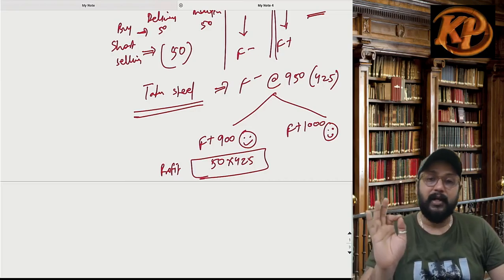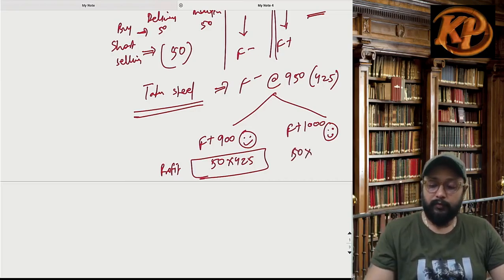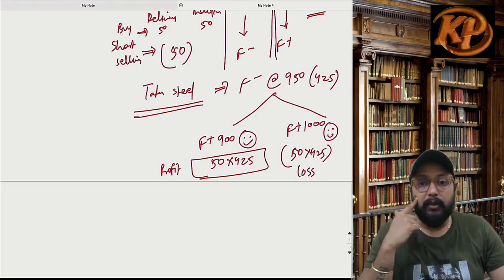You sold at how much? 950. Bought at how much? 1000. What is your loss? 50 rupees. So 50 into 425 happens to be your loss. That much money will be debited from your account.